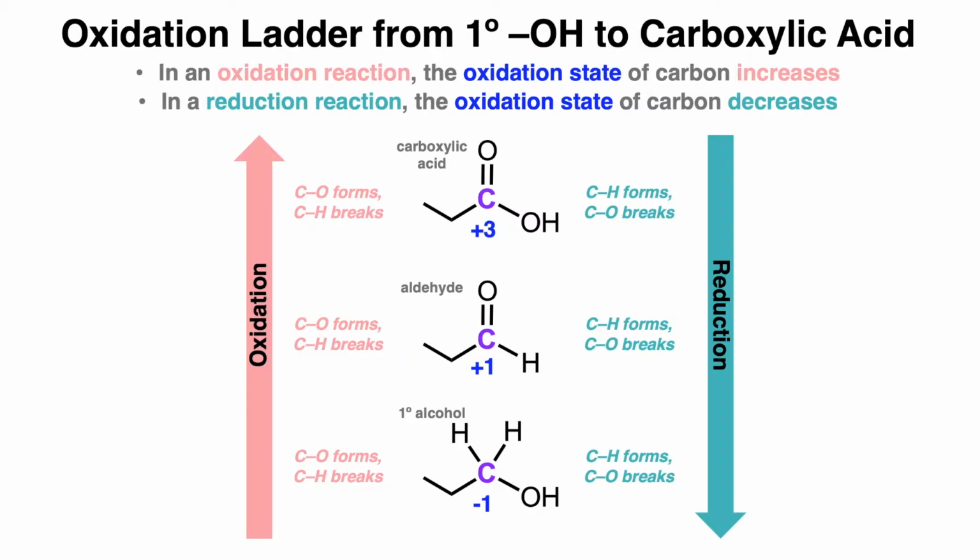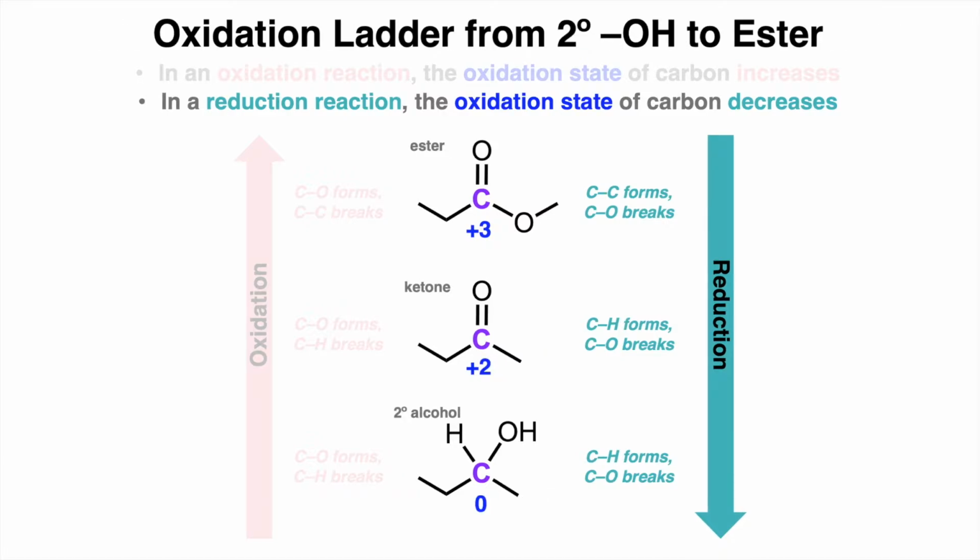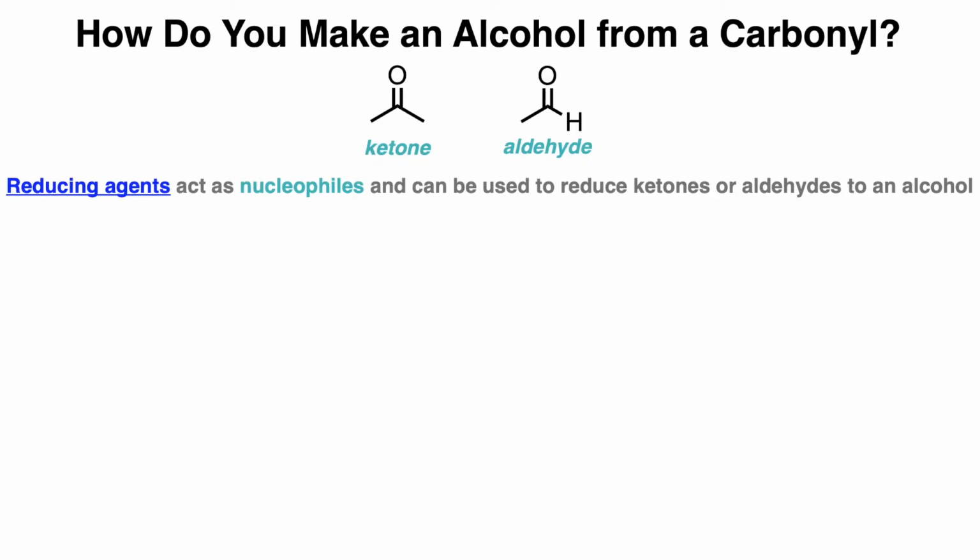But today, we're going to only focus on what types of reagents facilitate a reduction reaction to form primary alcohols as shown in this oxidation ladder, as well as the formation of secondary alcohols as seen in the next oxidation ladder. We can use a reducing reagent that acts as a type of nucleophile that can be used to reduce ketones or aldehydes into an alcohol.